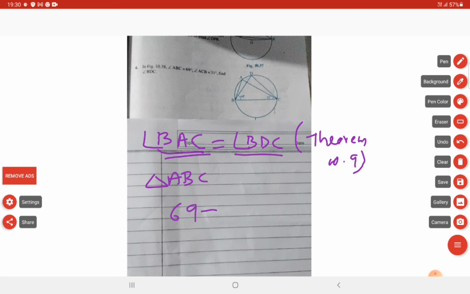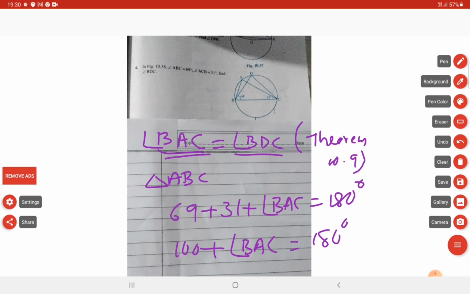That is 69 plus 31 plus angle BAC is equal to 180 degree. So angle BAC is equal to, 69 plus 31 is 100. 100 plus angle BAC equal to 180 degree. So angle BAC is equal to 80 degree. Now we know BAC and BDC are equal, hence angle BDC is equal to 80 degree.